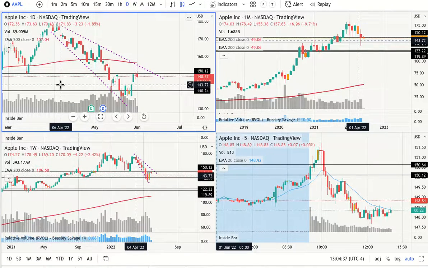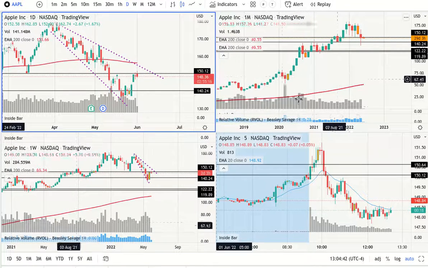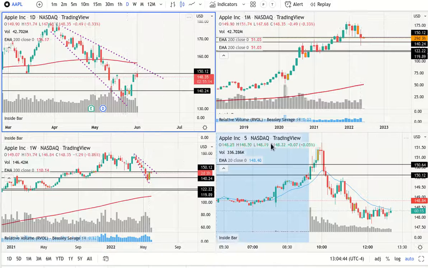Today I'm gonna analyze the Apple stock on the long term, mid-term, and short term.